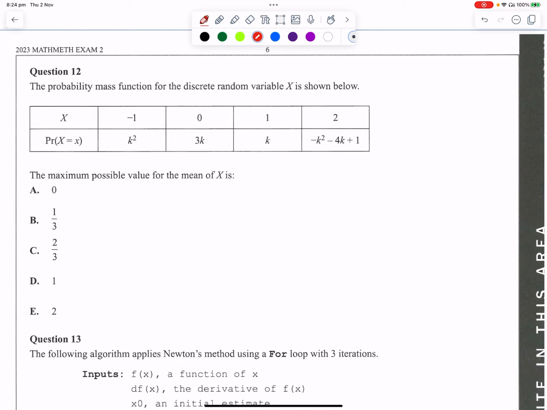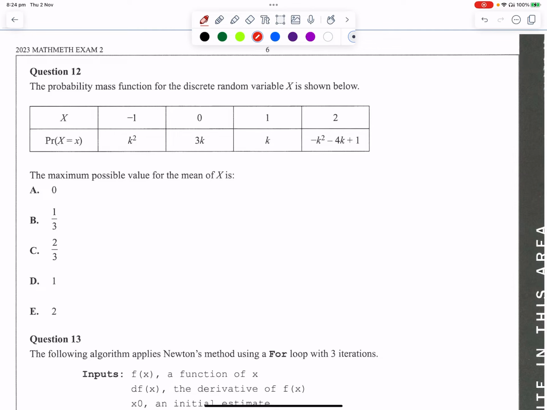Okay, probability mass function, discrete random variable is shown below. The maximum possible value for the mean of x is, okay, k squared minus k squared, that's 0, 3k, k. Okay, that's just going to be 1, no matter what. So no matter the value of k, this is always going to equal 1. However, k can't be negative because you can't have negative probabilities.